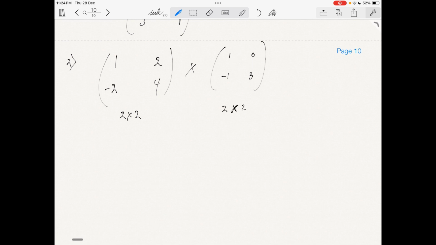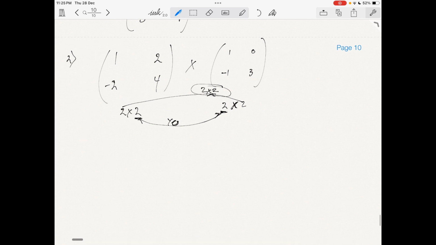Okay, so the first thing we ask ourselves is, is it possible? You know that the number of columns here and the number of rows here are the same. So yes, it is possible. Because they are equal, our resulting matrix will be this by this. So our resulting matrix will be what? A 2 by 2. Now, having understood that, let's perform the matrix multiplication.